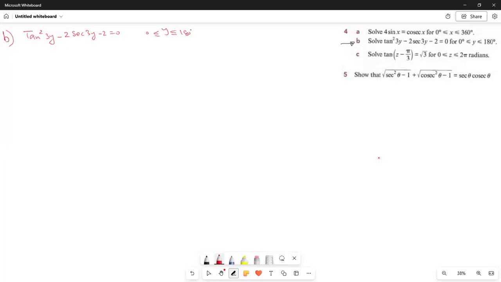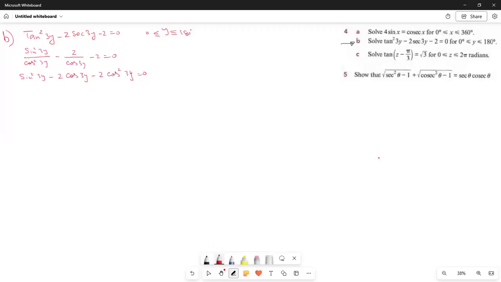See, tangent square can be written as sine square 3y over cos square 3y minus 2, and secant of 3y is 1 over cosine of 3y, and minus 2 equals 0. If I multiply everywhere by cos square 3y, it will become sine square 3y minus 2 times cos 3y minus 2 cos square 3y.